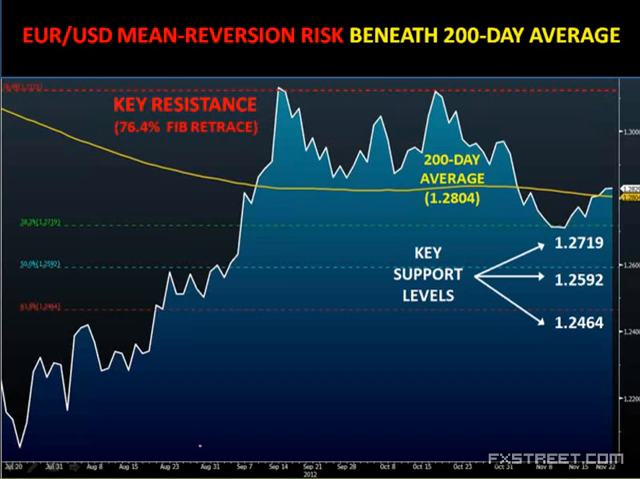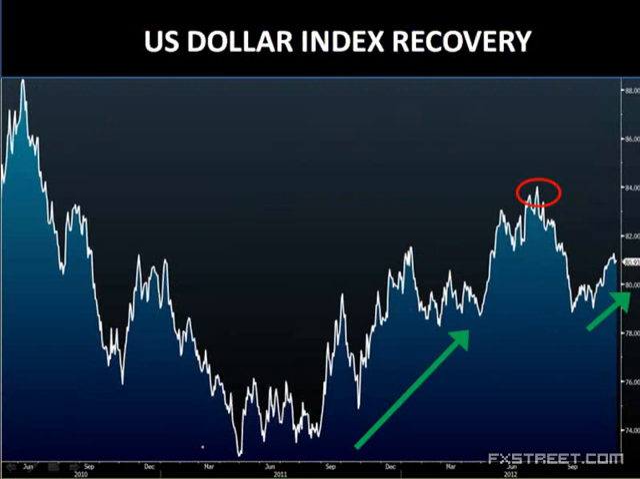And the key support levels on euro dollar are 127.19, 125.92, and 124.64. These are just key Fibonacci levels of the prior uptrend. There are other things that I'm watching, but just very, very simply, the 200 moving average is key. We need to push back below that, and then we're likely to hit those support levels just highlighted on the chart there. And keep in mind, this is not just a euro story. This is also a dollar story. This is euro negative, but more specifically, this is US dollar positive.